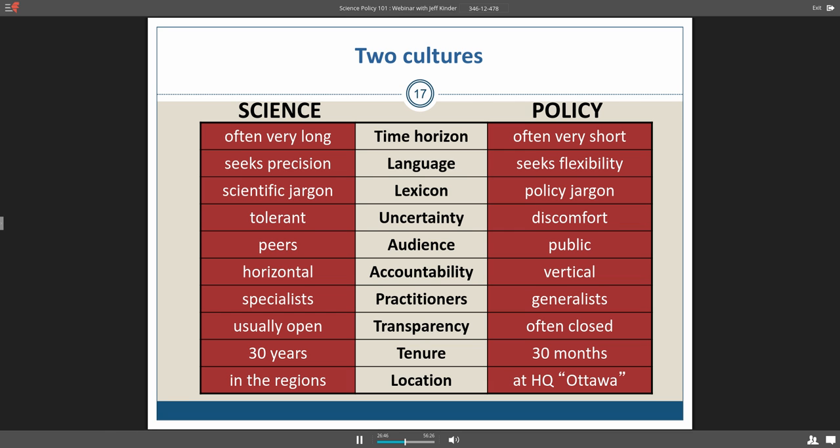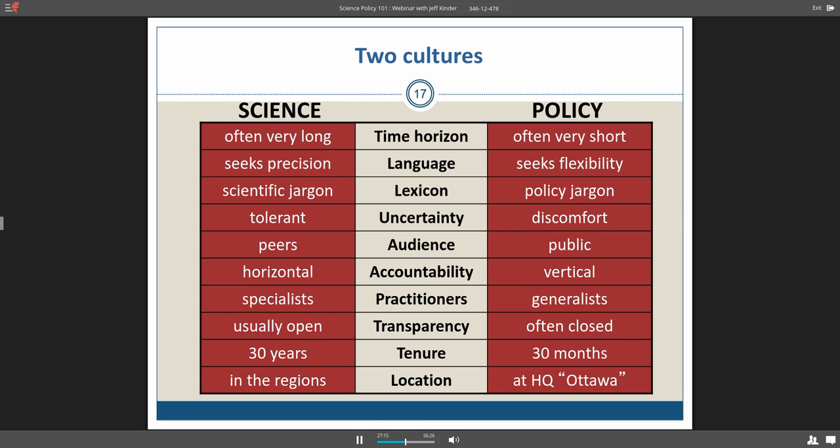Tenure is another potential difference. Scientists tend to work within their fields for most of their careers, and often, like in government, they'll stay within a department for most of their careers. The policy world tends to rotate around much more frequently, and that can make creating those relationships trickier because there is so much more turnover on the policy side.